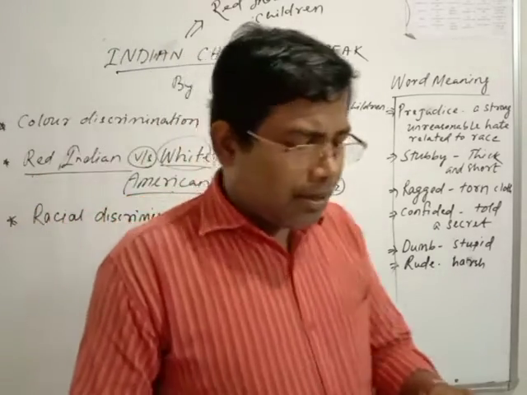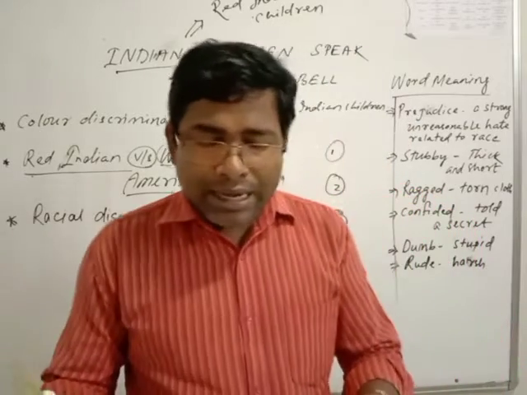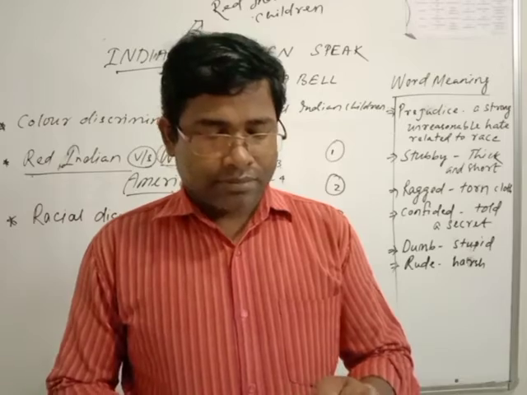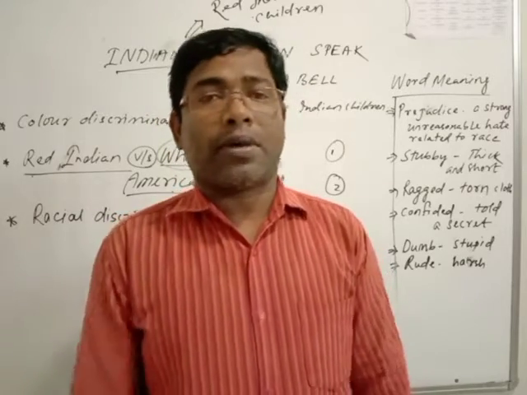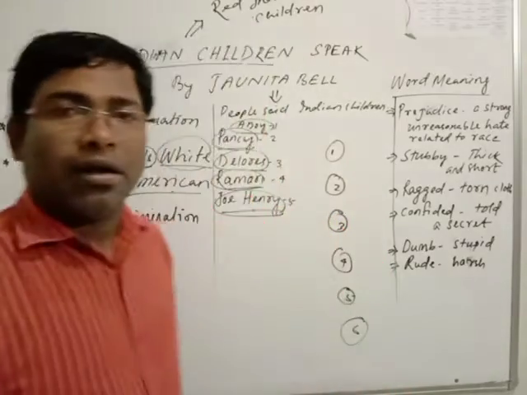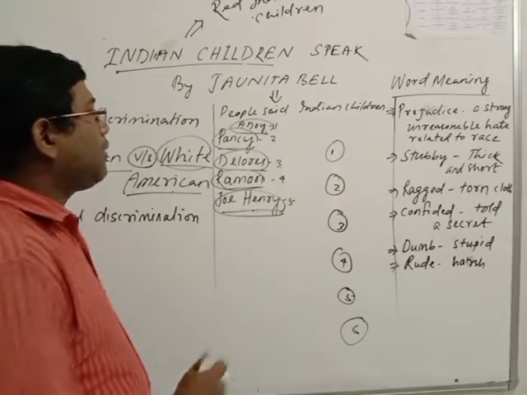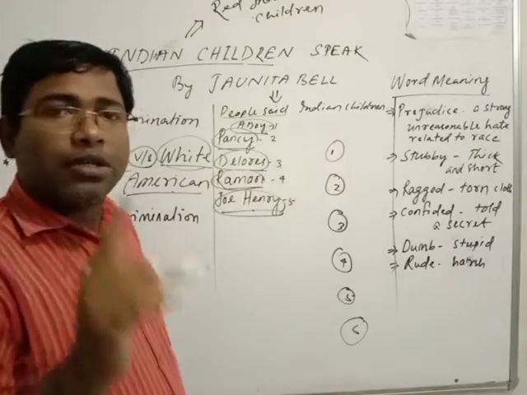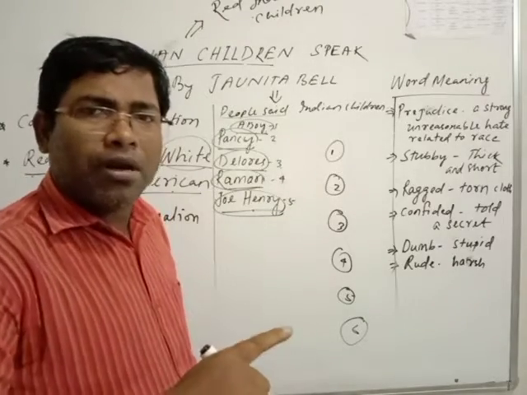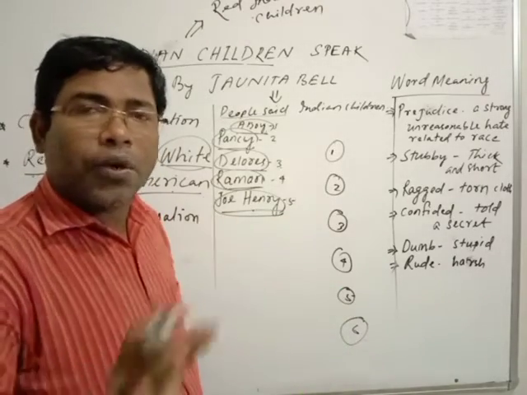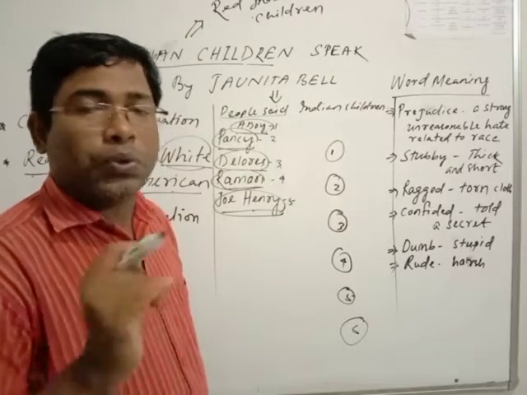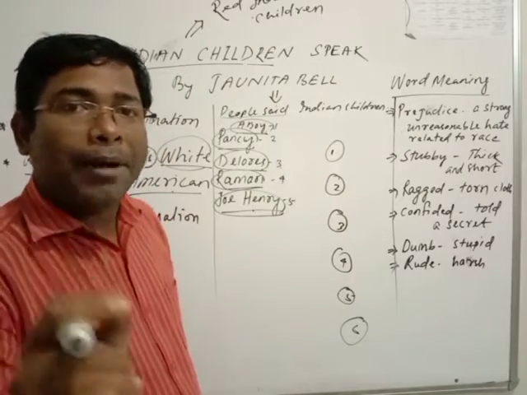So first line, people said Indian children are hard to teach. Don't expect them to talk. Two things you can mark here. People said, here the word people, which people? All over the world? No. Here people refers to white American.